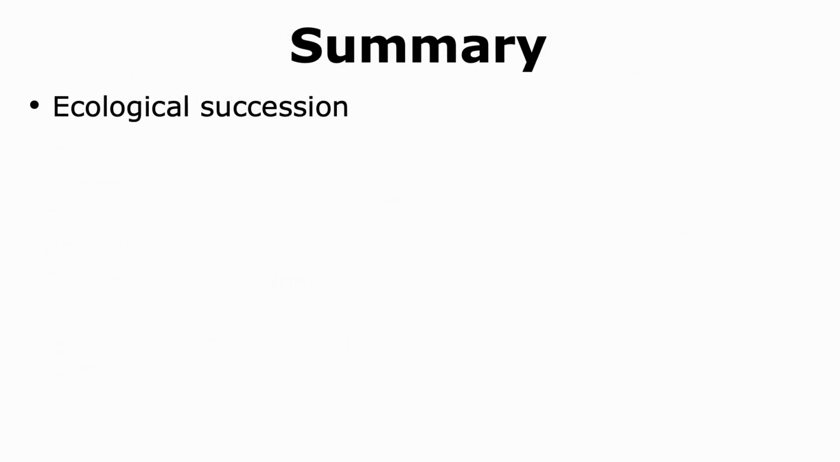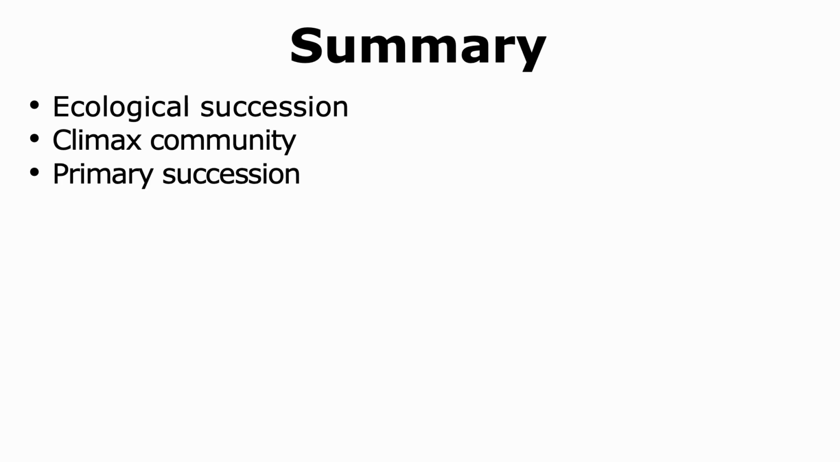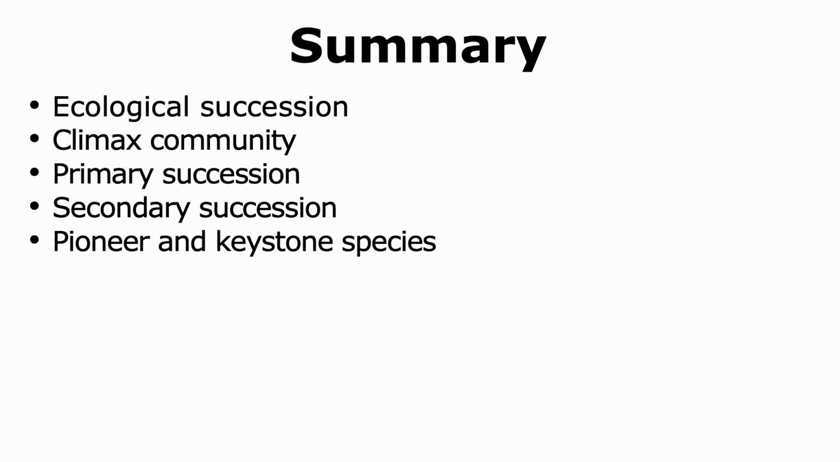With this, we come to the end of our talk, where we learned about ecological succession and the types of ecological succession. We learned about climax communities and primary succession, as well as secondary succession. We also learned about the role of pioneer and keystone species in ecological succession.